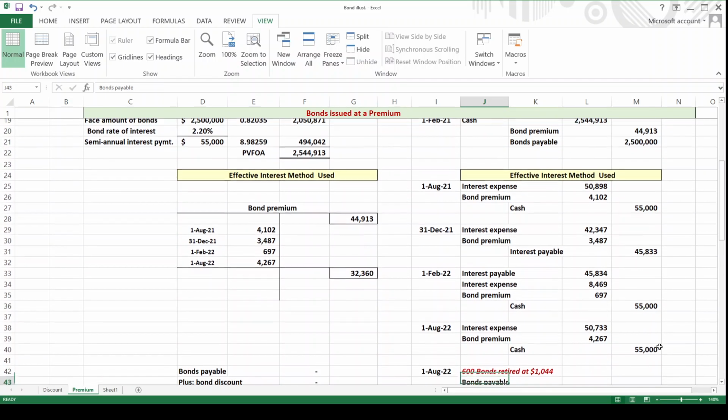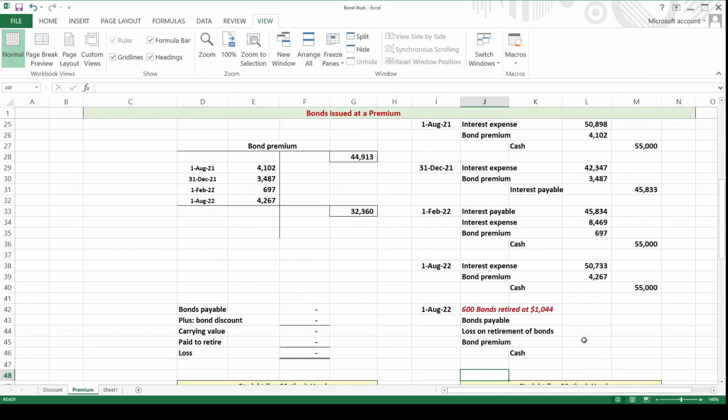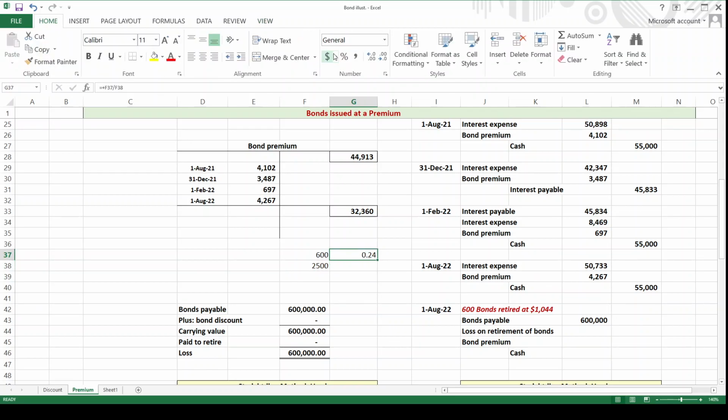Here we go. 600 bonds. All right, make them go away. Bonds payable, that's going to be what? $600,000. What is the bond premium? All right, so we do our little thing over here again. If we made 600 bonds disappear out of 2,500, then that means 24% of our bonds are going to go away.